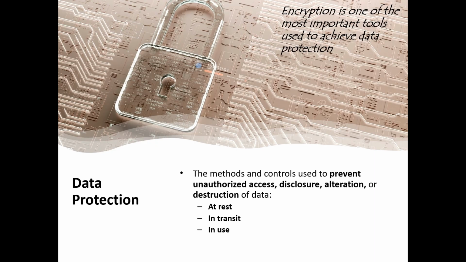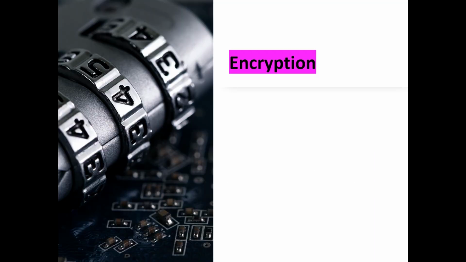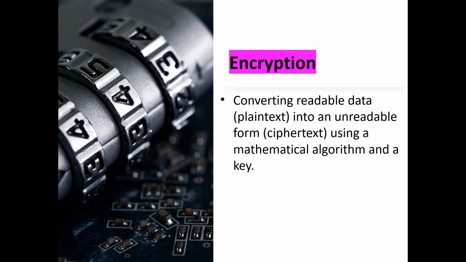So the thing now is, what is encryption? In our earlier video, we've actually talked about encryption, and you can see it here. So let's just go over it again. Encryption is simply the process of converting readable data, which is your plain text, like your ABC123, into an unreadable form, which we call the ciphertext. And we achieve this by using a mathematical algorithm and a key, such that only the authorized individual with the correct key can decrypt and access the original data.